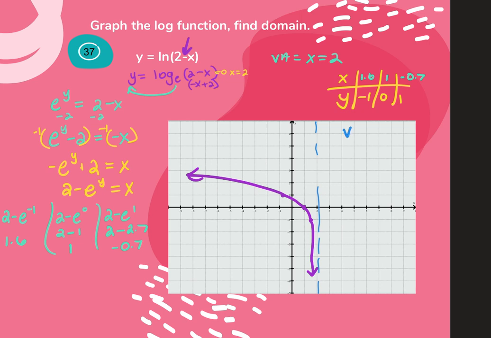My vertical asymptote is still at x equals 2, but what's my domain? Good. It switches direction because the curve pointed to the left, so negative infinity to 2. My range is still negative infinity to positive infinity, and the x-intercept? Negative 1, 0. Good.